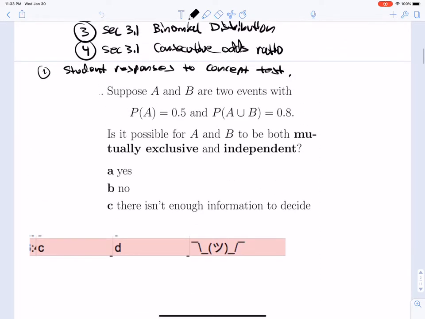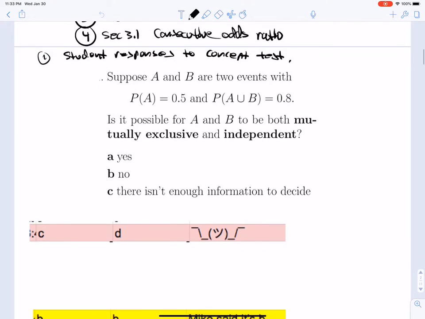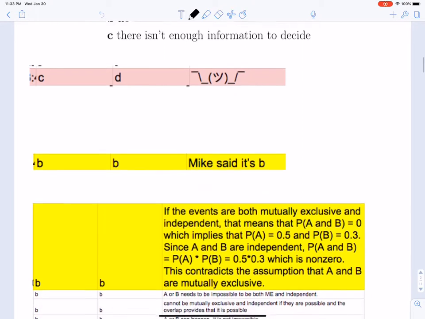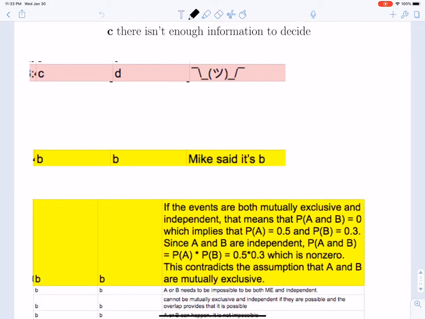I just love this little hieroglyphic here. But that was wrong. Mike said it's B, so you know the answer is B. Good.